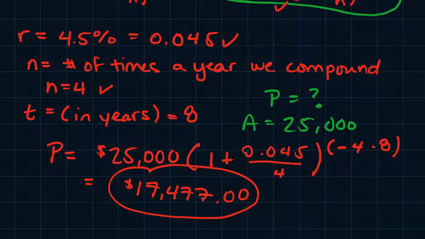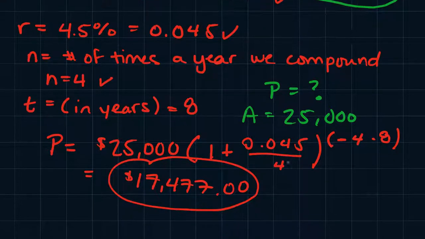Now that's a lot of money compared to the $25,000, and the reason it's so high is because the APR is low and the number of times we're compounding is low as well. All right, let's try another one.